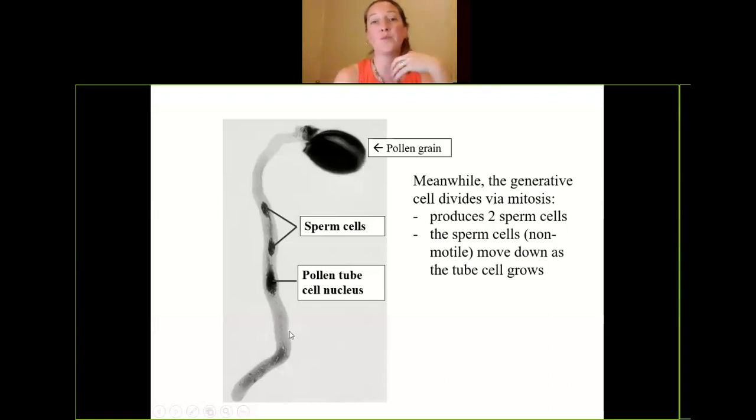Yeah, and the sperm no longer swim. They'll get pulled along as the pollen tube cell grows. The two sperm cells will just kind of move down as it moves down.